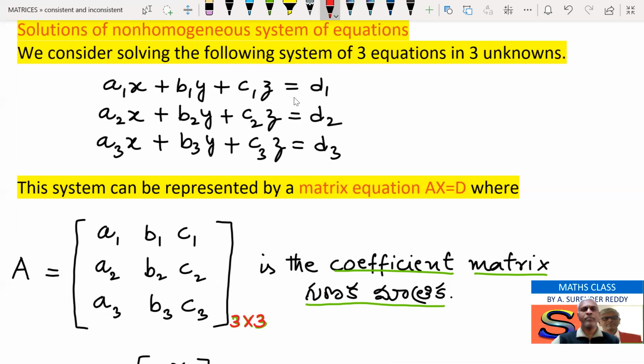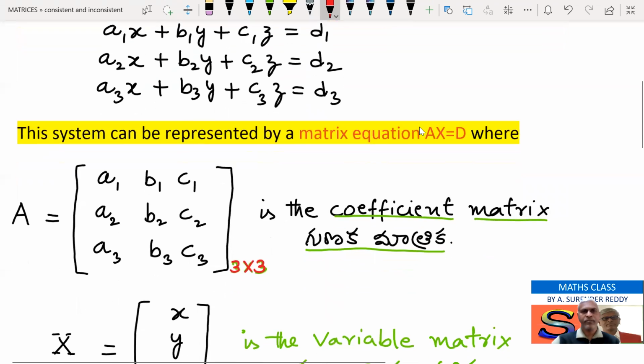a1x plus b1y plus c1z is equal to d1, where x, y, z are unknown variables, three variables, and a1, b1, c1, d1 are constants. And the second equation, a2x plus b2y plus c2z is equal to d2, a3x plus b3y plus c3z is equal to d3. These three equations in three unknowns, three variables, is the given system.